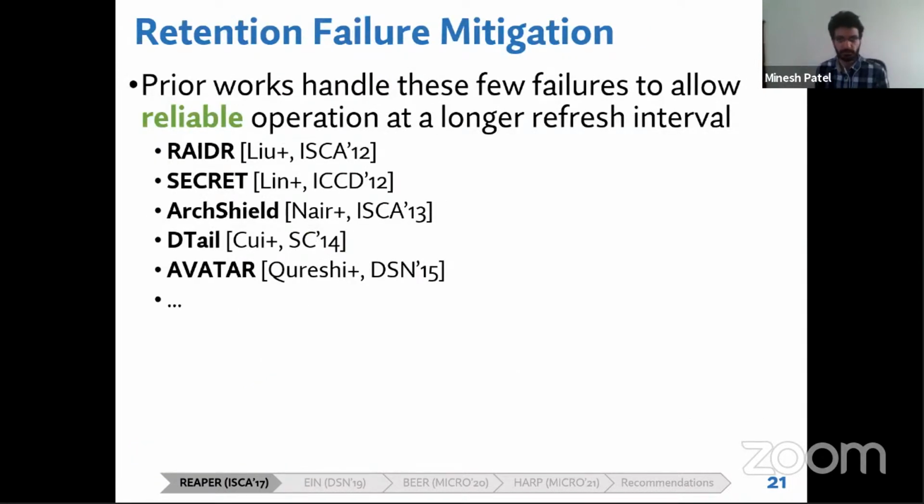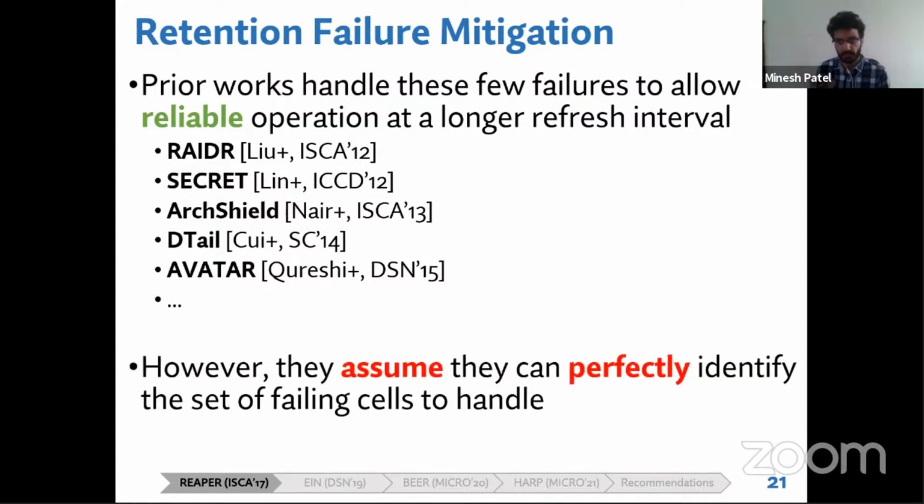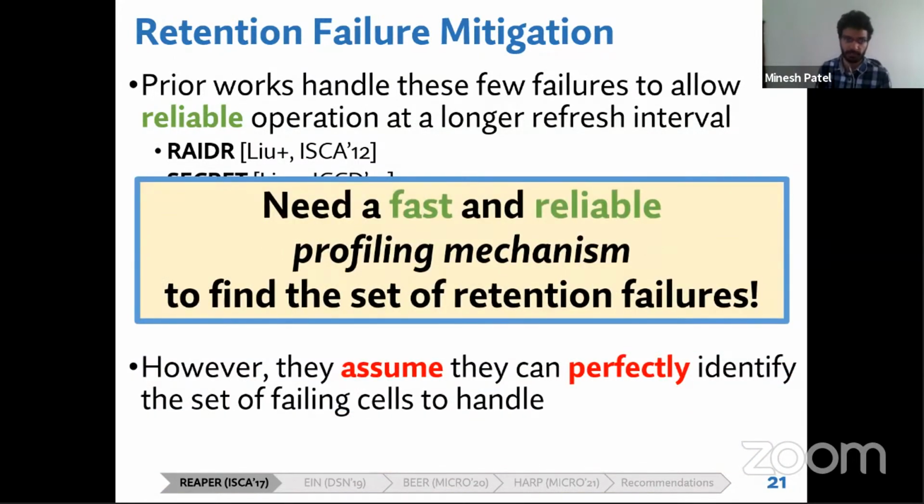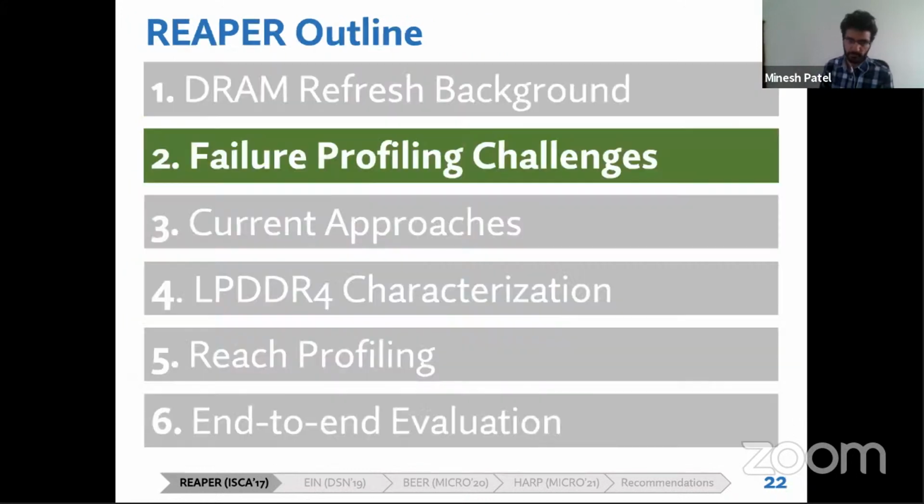Now, prior works have proposed many ways to mitigate retention failures in order to allow safe operation at longer refresh intervals. However, all of these works need a way to reliably identify the failures that occur. And this essentially means that we need a fast and reliable profiling mechanism to identify the set of retention failures that occur. So now I'll talk about some of the challenges surrounding retention failure profiling.